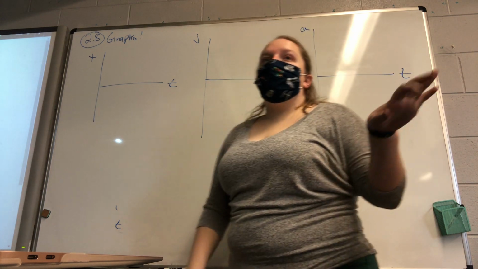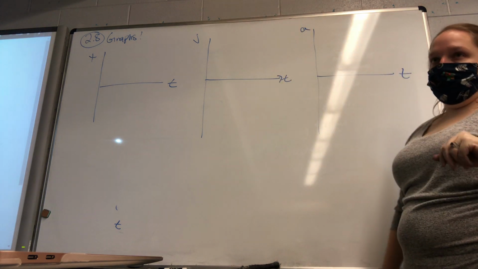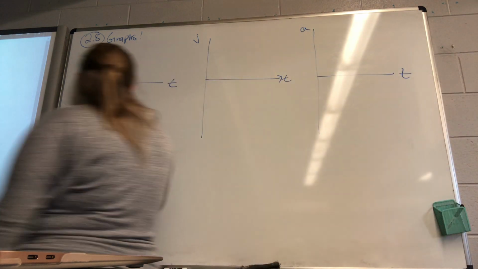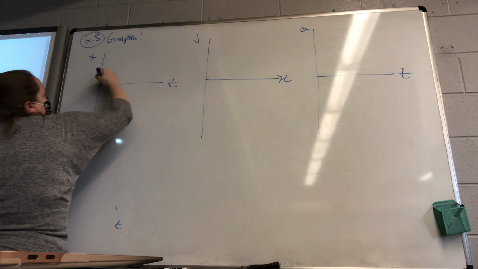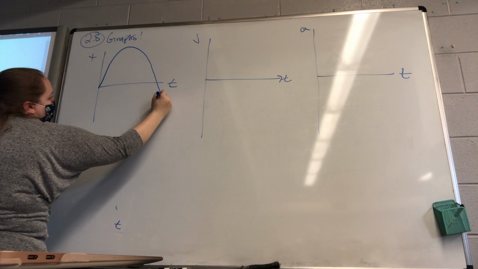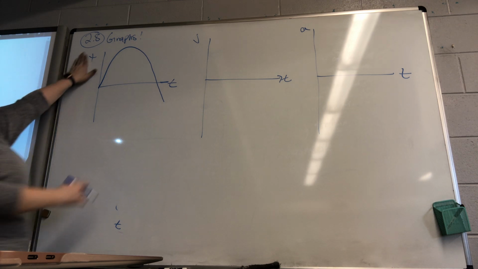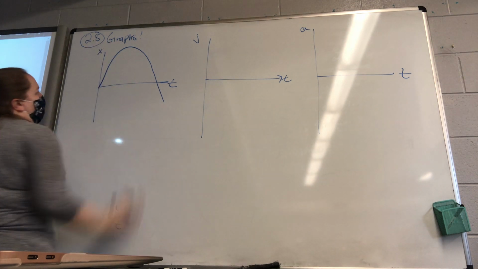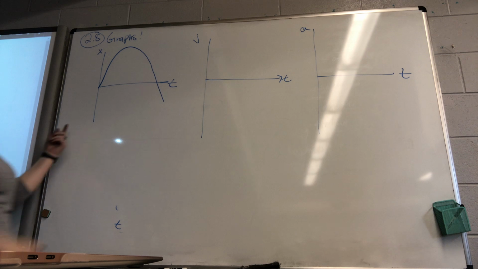So let's start with, where do you want to start? You want to start with position, velocity, or acceleration? Position. You're going to start with position first? Okay. So let's do a position time graph that goes below the axes at the end. Is that a plus sign? That's an X. Oh, sorry. X is position. Okay. So we're going to start from the origin on our position.